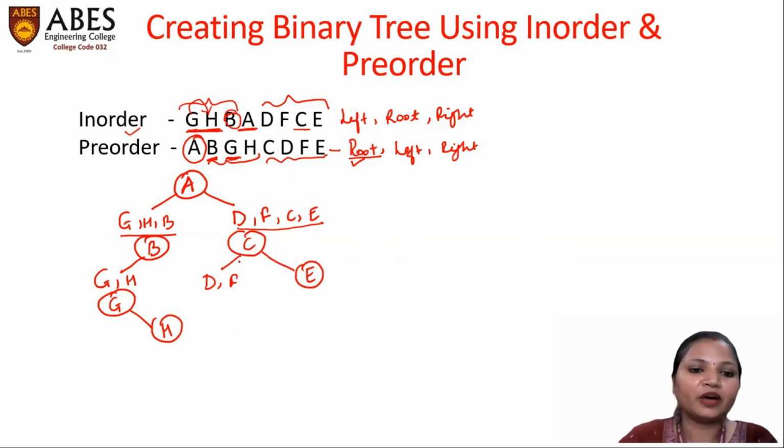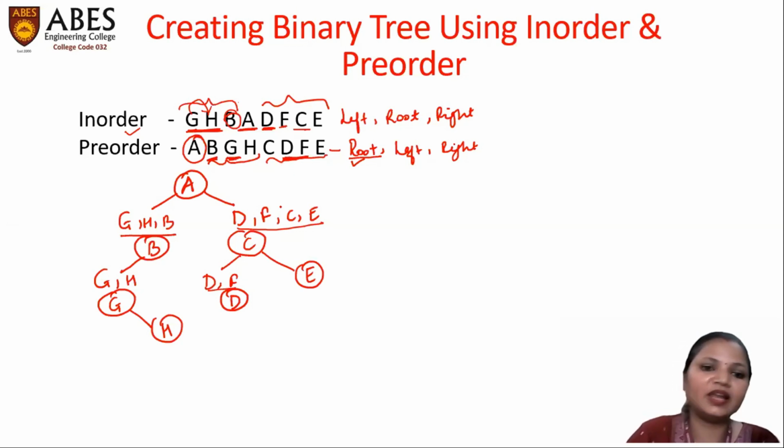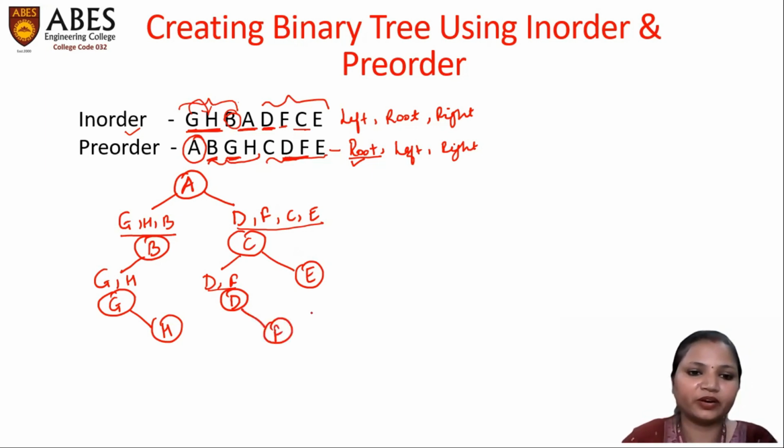Okay, fine. Now from among D and F, which comes first? D. So D will become the root node. Again check here. If D is the root node, then F is the right hand child of D. So here F is the right hand child of D. So all the elements have been covered. Next is F. Okay, F has already been traversed.